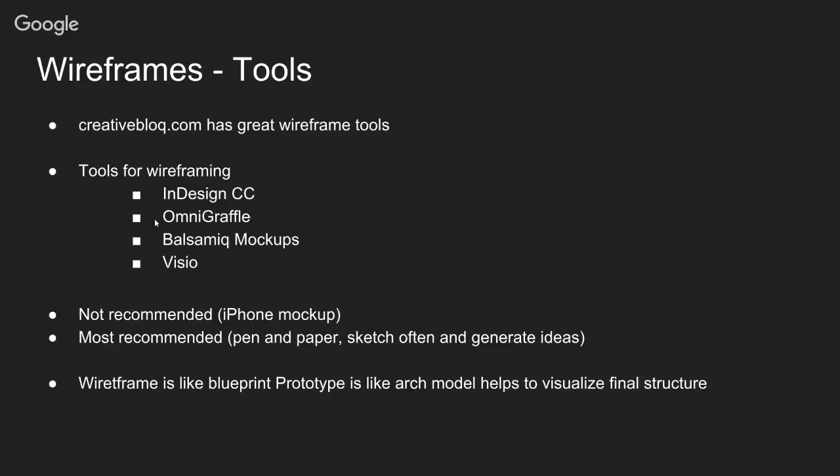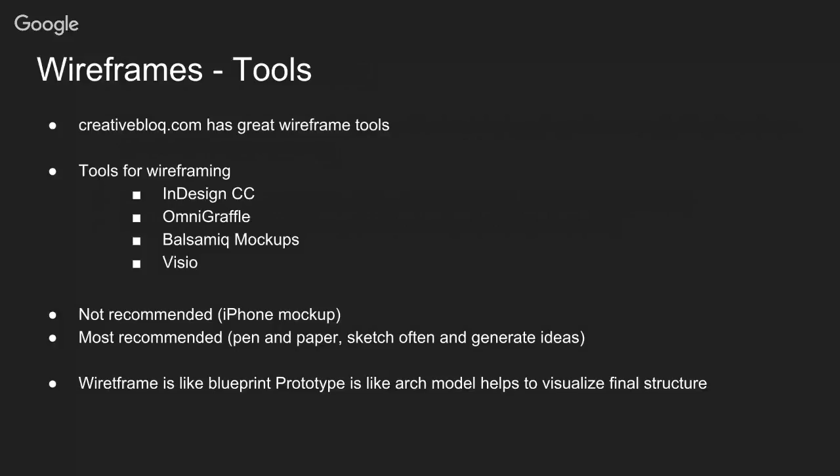Okay, so creativeblock.com has a lot of good wireframing tools. InDesign CC pretty much sets the navigation and you can repeat the navigation. Once you create that little block, you can always take it and put it somewhere else. OmniGraffle is for the Mac only, and handles mostly drag and drop. Balsamiq Mockups is a wireframing tool that is deliberately made to look hand-drawn. It's easy to use and it's drag and drop as well. Visio is included with Microsoft on the PC, so it may already be installed on your machine.